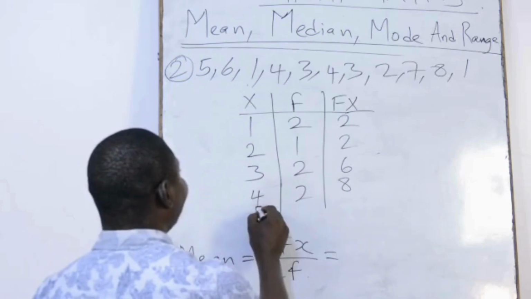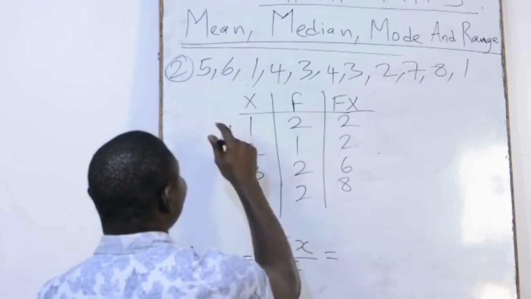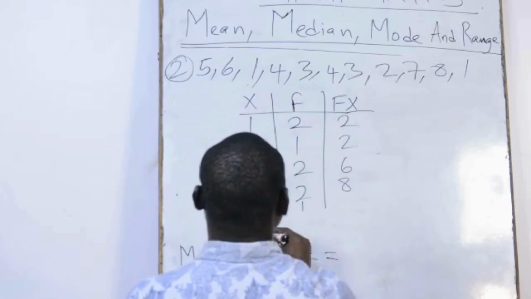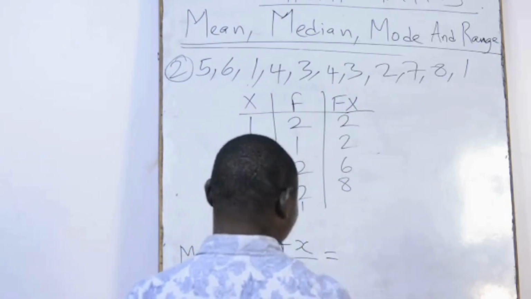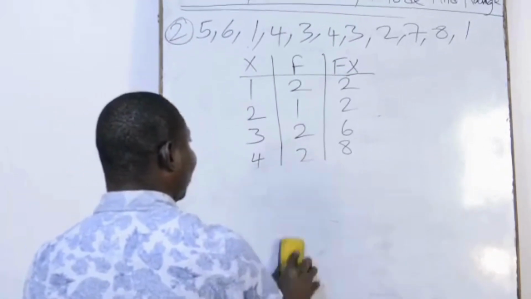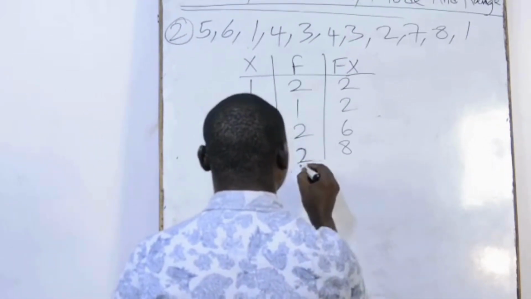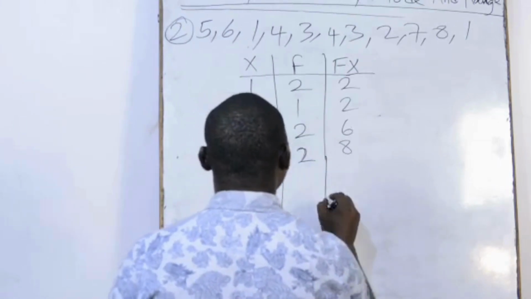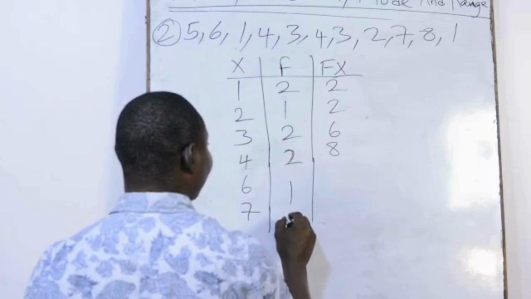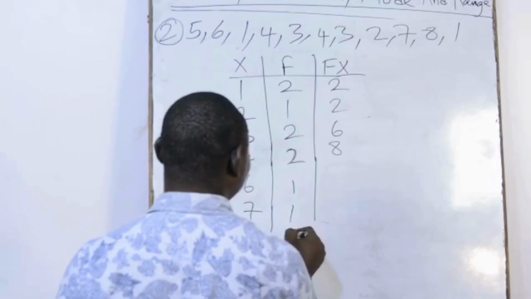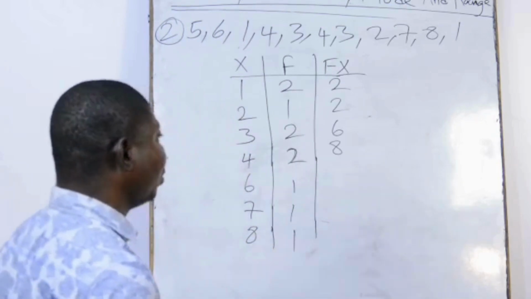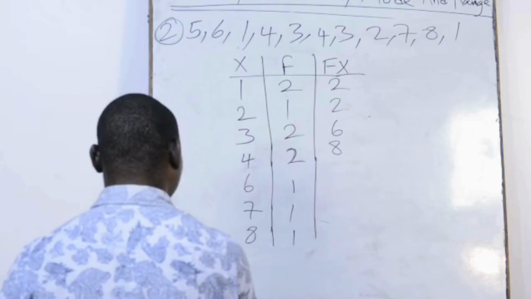Then 5. How many 5s? We will see 1. Then 6. We have 6. How many 6s? We can see 1. Then how many 7s? We can see 1 also for that 7. Then 8. How many 8s? We can see 1. Then we will now go to our formula.